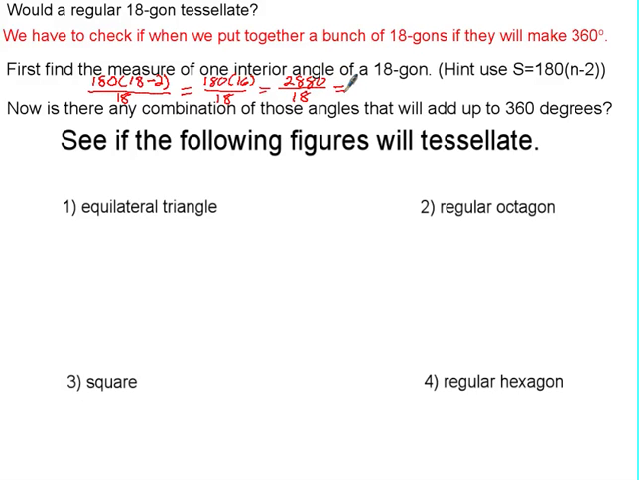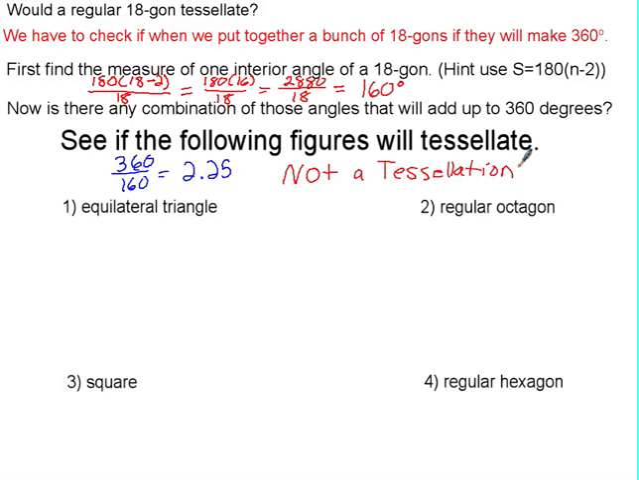And the reason we're allowed to do that is because it says regular. And that is 160. So all of those interior angles need to add up to 360. So basically, is 360 divisible by 160? It goes into it 2.25 times, which is not a whole number, so that's not going to work. So let's try the ones below. Because these are all regular, we really just need to find one of the interior angles and see if it goes into 360.